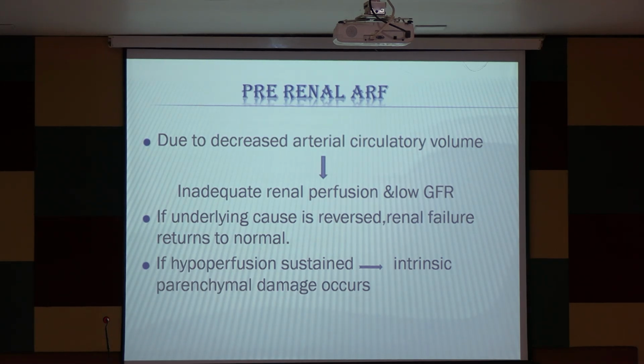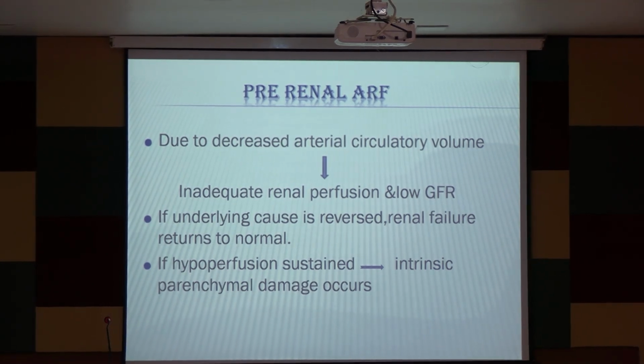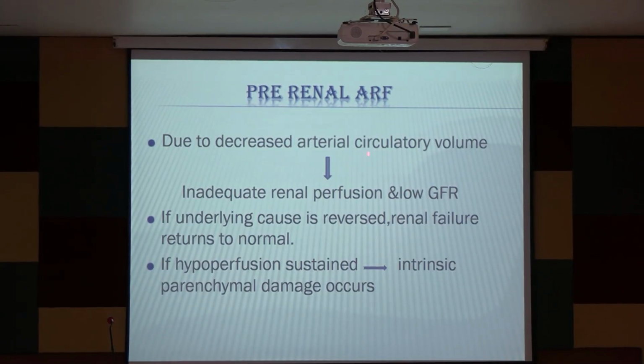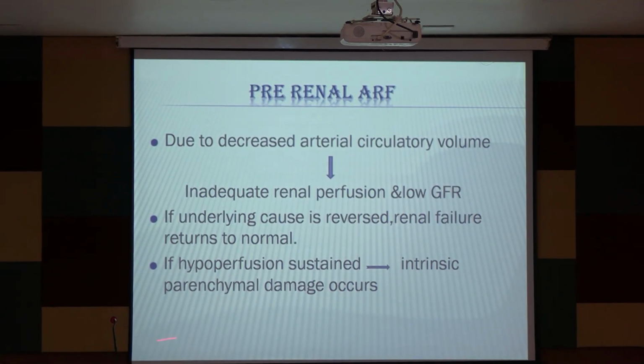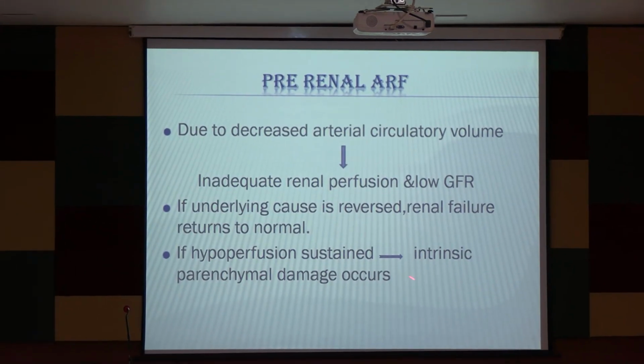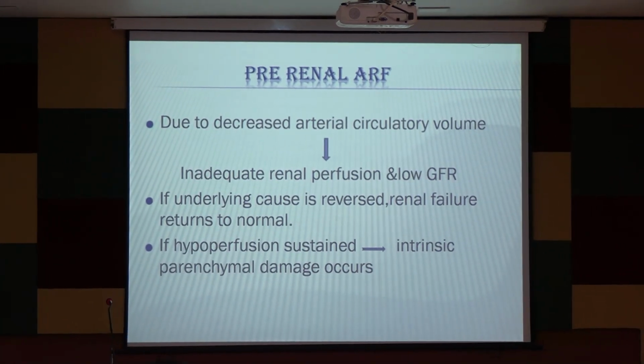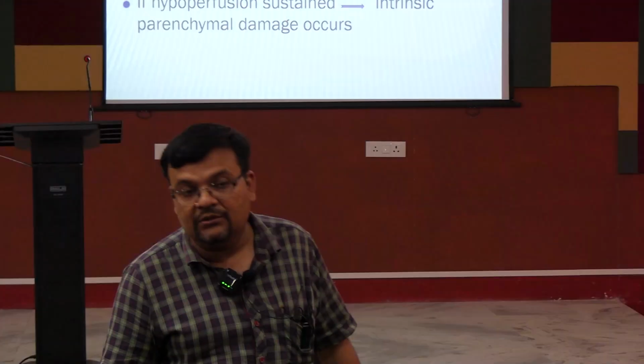So, pre-renal causes of the acute kidney injury are due to decreased circulatory volume, inadequate renal perfusion and low GFR. If the hypoperfusion persists, then it causes intrinsic parenchymal damage of the kidney. If hypoperfusion is sustained, that is the intrinsic parenchymal damage. So, pre-renal cause of the AKI can cause intrinsic renal injury if not intervened at the proper time.